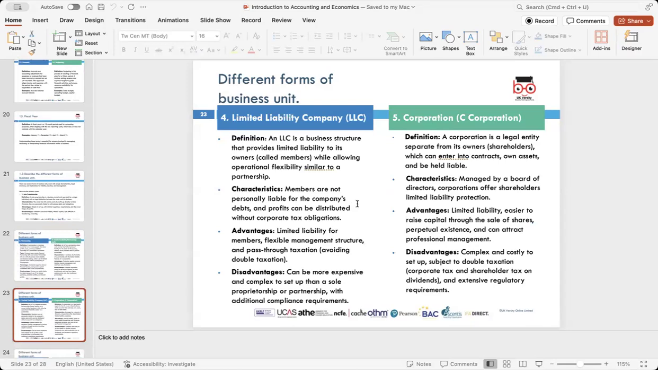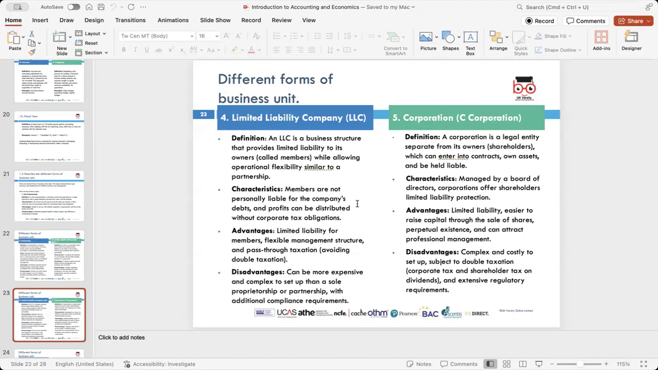Different forms of business: limited liability company and corporation. We have the limited liability company. This business structure is popular because it combines the benefits of a partnership and corporation.